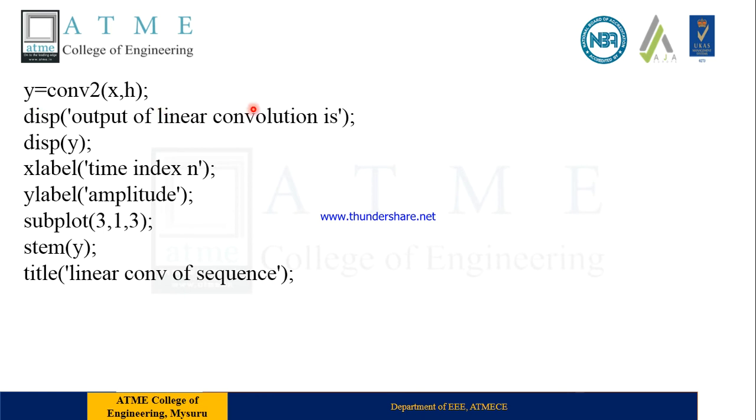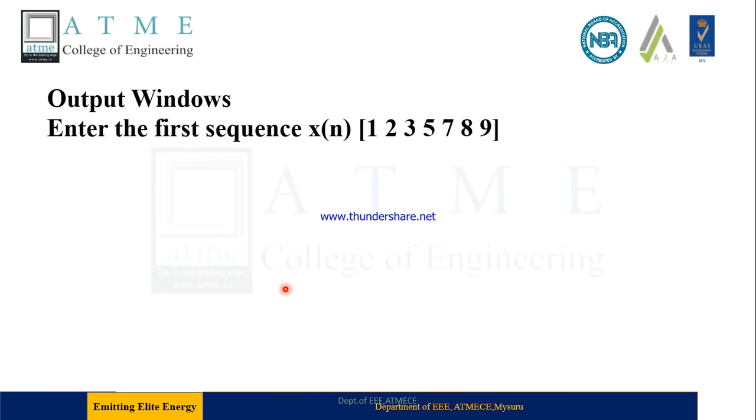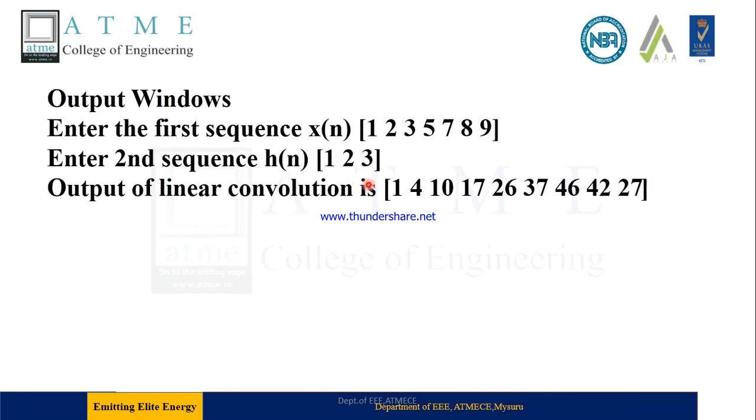The xlabel and ylabel are with respect to the time axis and amplitude. Finally, the third image will appear at the bottom row. So third row, first column, in the third division of my first column, I'll get the image. Finally, I plot the discrete representation of the output y, and then the title. To show this, you enter the first sequence, the second sequence, and finally you get the convolved linear sample.